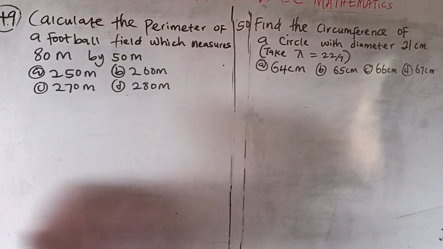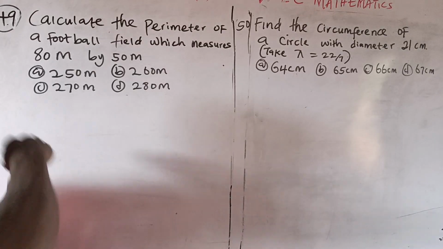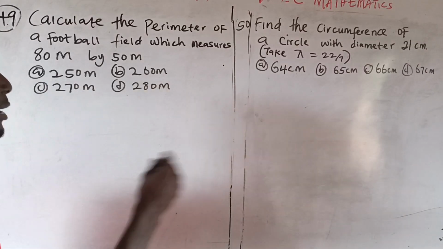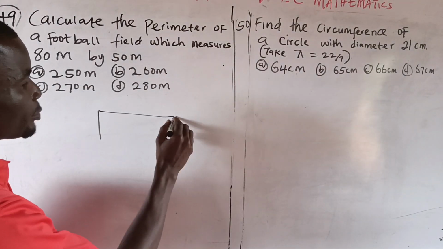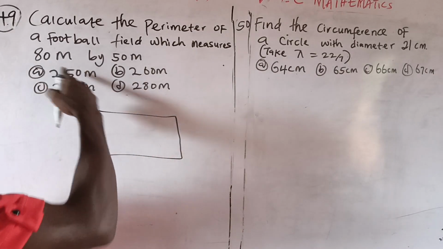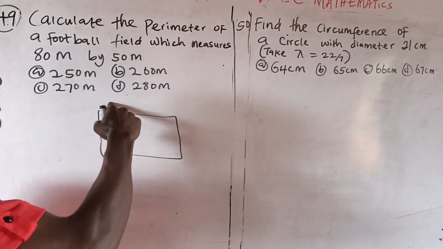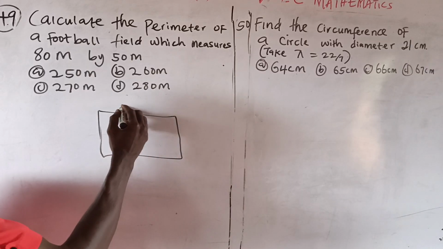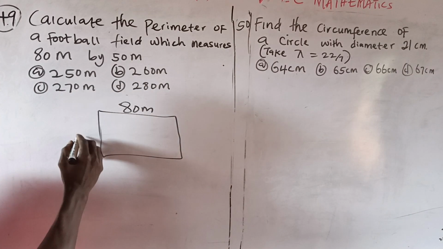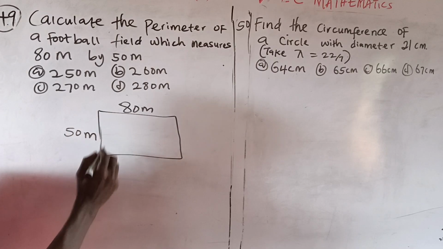Check question 49. Calculate the perimeter of a football field which measures 80 meter by 50 meter. And these are the options. So what they ask us to do here is to calculate the perimeter of a football field, and a football field looks like a rectangle. So this is the shape of a football field. So they measure it 80 by 50. That is, the length is 80 meter while the breadth is 50 meter.